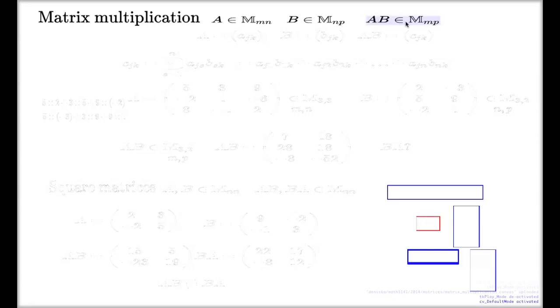And the size of the product will be another matrix. Look at the size of the product. I take the rows from the first factor, I take the columns from the last factor.